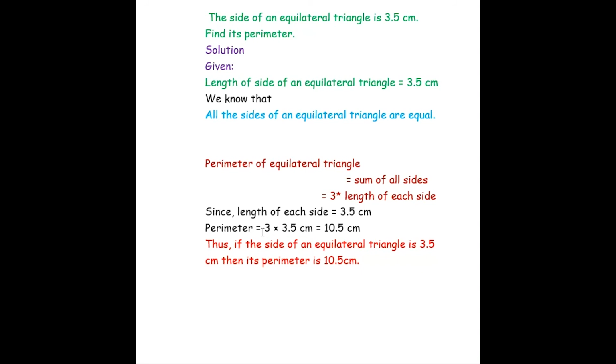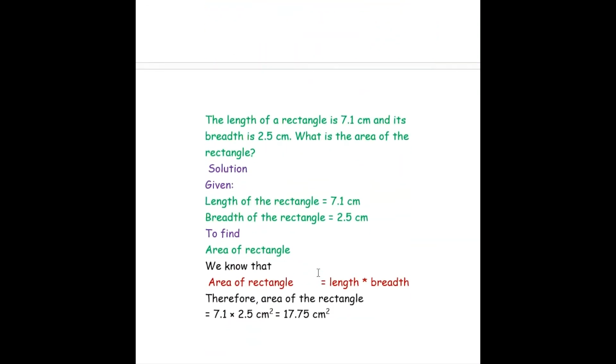Now we have to multiply 3 into 3.5. How will we do it? Ignore the decimal point. So you multiply 3 into 35, and you will get 105.0. Then you have to move the decimal only one digit towards the left because we have only one digit after the decimal. So it will be 10.5 centimeter. Thus if the side of the equilateral triangle is 3.5 centimeter, then its perimeter will be 10.5 centimeter. Now let's see the next question.